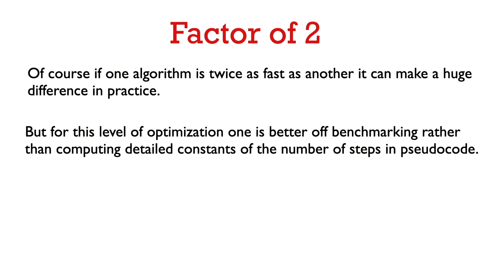So all this is not to say that constant factors are not important. Making your algorithm twice as fast in practice can be the difference between being able to solve your problem or not. It's just to say that the kind of analysis that we typically do in analysis of algorithms is too crude to make these kinds of specific predictions. If you really care about that level of optimization, you're better off doing benchmarking rather than counting steps in pseudocode.